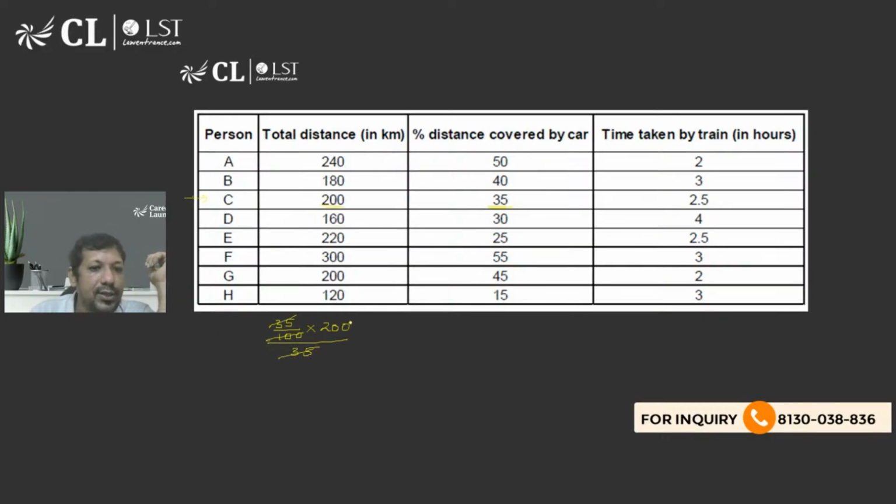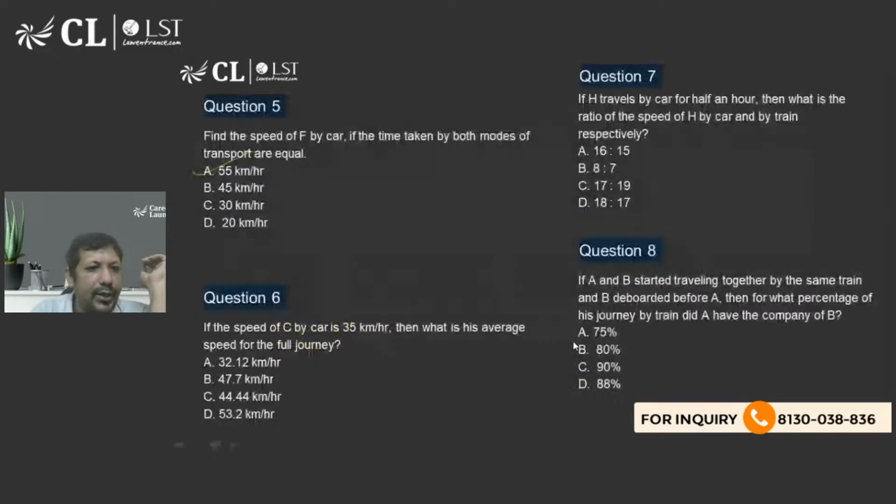This cancels out and this becomes 2. So if he is traveling by car, he is taking 2 hours. If he is traveling by train, he is taking 2.5 hours. Right. So what is the average speed? That is total distance, 200, upon total time, that is 2 plus 2.5, or I would say 4.5. So this is going to be my answer.